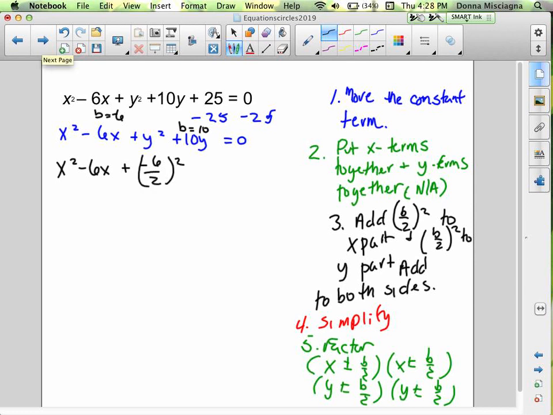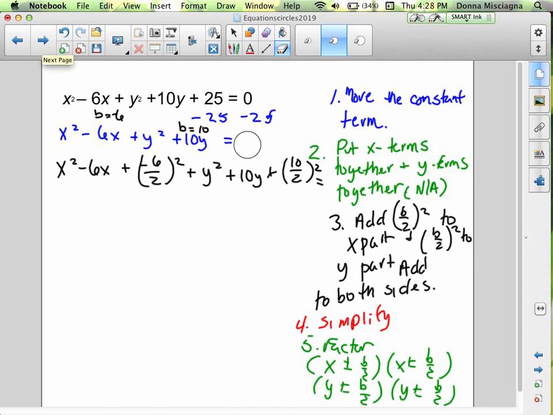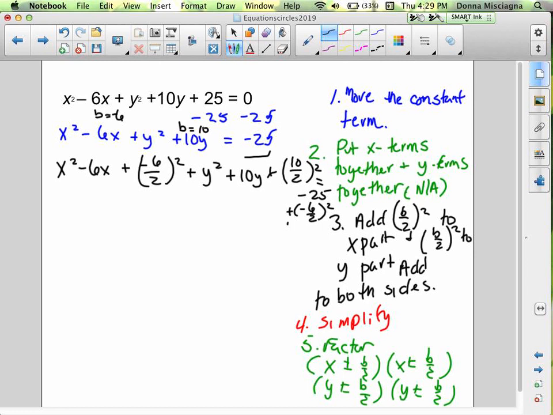So x squared minus 6x plus negative 6 divided by 2 squared. We're always going to add b divided by 2 squared, and we're going to do it for each of the variables. Plus y squared plus 10y plus, now b is 10, so it would be 10 divided by 2 squared equals. Now if we do it to one side, we have to do it to the other side. And whoops, somehow, when I wrote down the equation after moving the constant term, I lost the minus 25. Let's just fix that. So now we have a minus 25 on this side already, and I'm running out of space here, so I'm just going to write it going downhill. We have the minus 25 that was already there, and then we added negative 6 divided by 2 squared and 10 divided by 2 squared. So we have to add it to the other side. You can add anything you want to an equation so long as you add it to both sides.